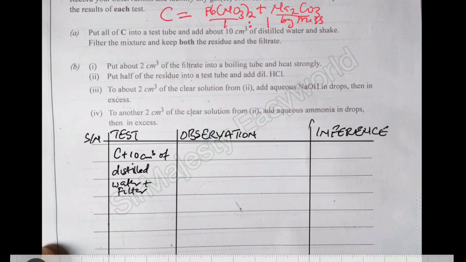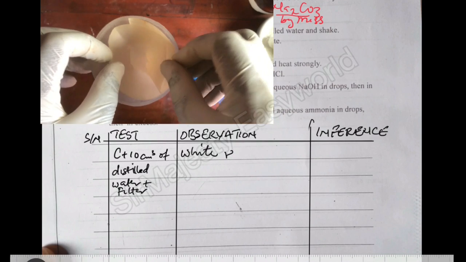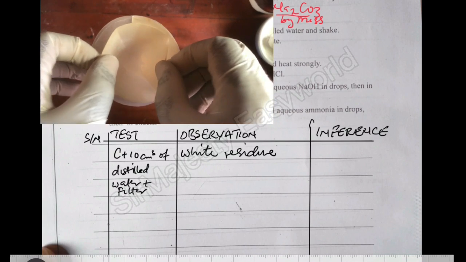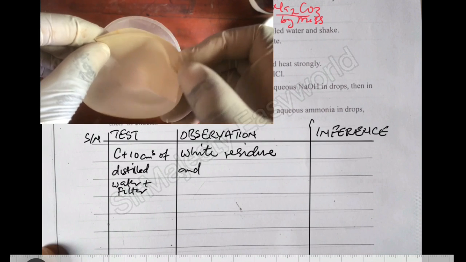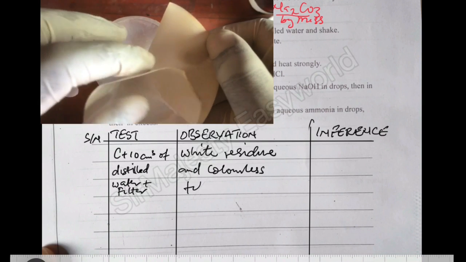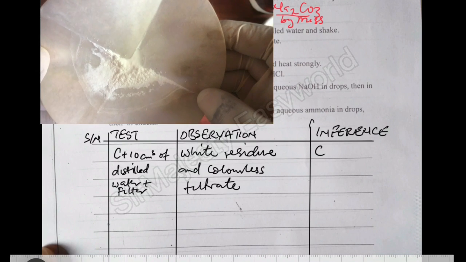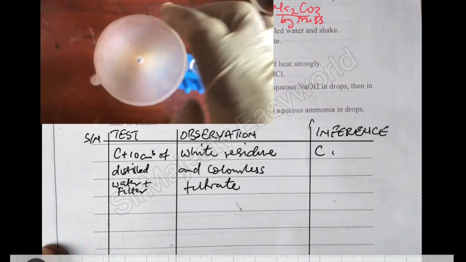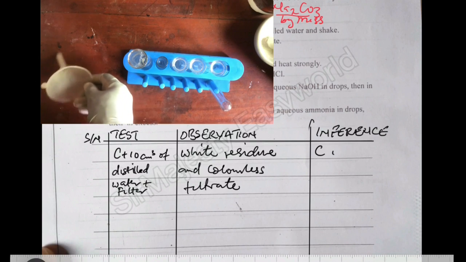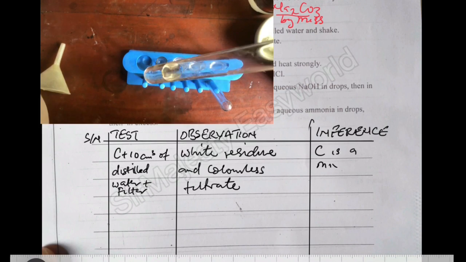You say white precipitate, sorry, white residue. Alright, filtration is complete. Here is my residue. So our observation is colorless filtrate, white residue. So C is a mixture of soluble and insoluble salts.